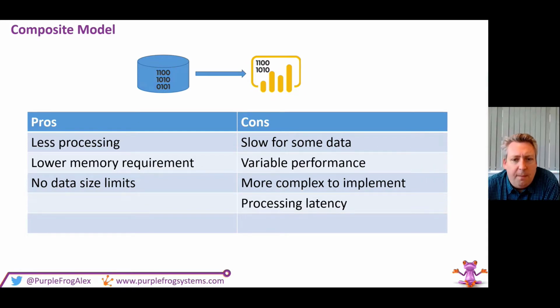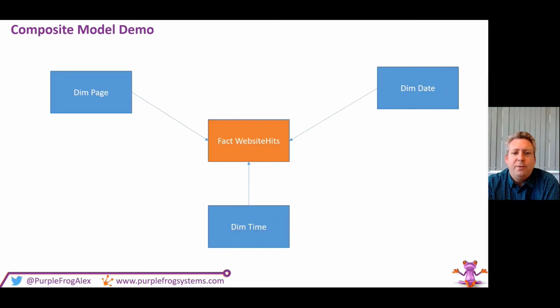So let's look at an example of this. Let's say we've got a website and we're tracking the number of page views, number of hits. We've got the number of times a particular website has been viewed, and we've got 3 dimensions in this scenario. We've got our web page dimension, our date, and our time. Now that fact website hit, let's say, for example, that's a terabyte of data.